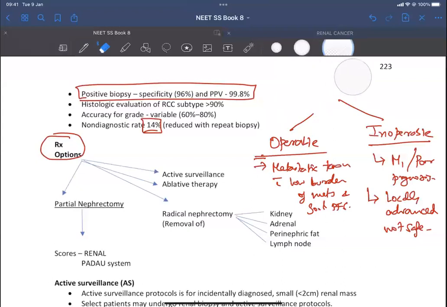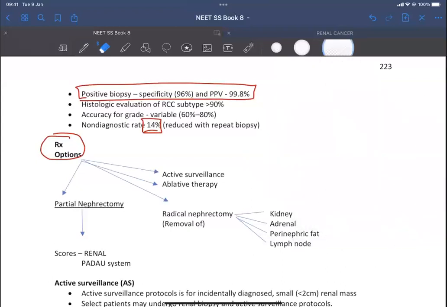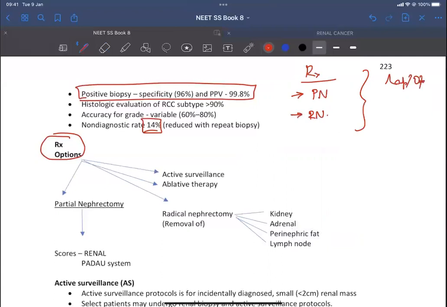So now comes the question of what surgery do you offer for them? Let's see what the options available are. Partial nephrectomy and radical nephrectomy. These are the two surgical options. They can be done laparoscopically, they can be done open, they can be done robotic. It depends upon the expertise, but the two surgical options are essentially partial nephrectomy and radical nephrectomy.